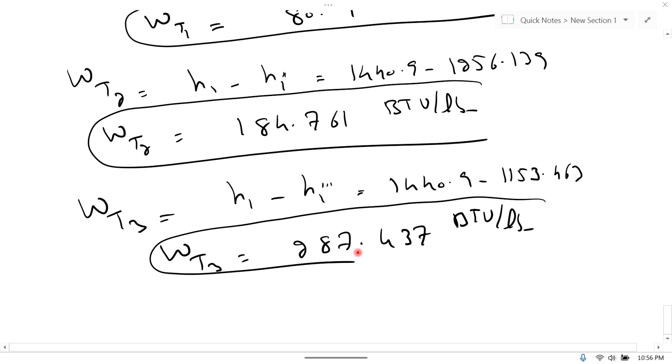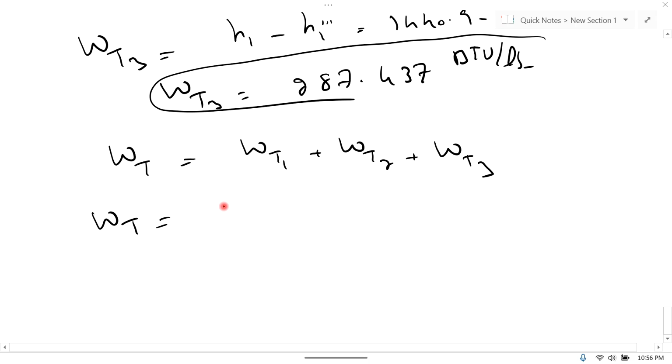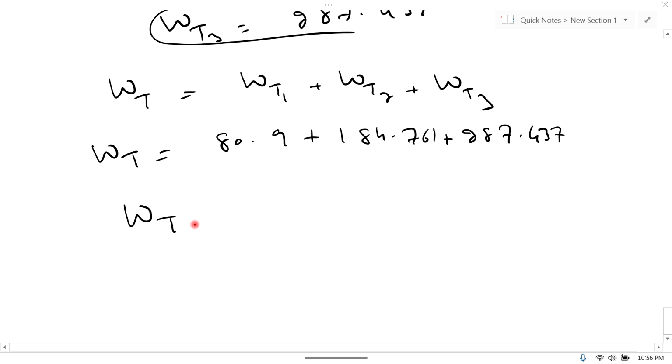So now total work is work of turbine for the first section plus work of turbine for the second section plus work of turbine for the third section. So this will be equal to 80.9 plus 184.761 plus 287.437. Work gradually increases because the pressure ratio increases. So work of turbine is equal to 553.098 BTU per pound mass.